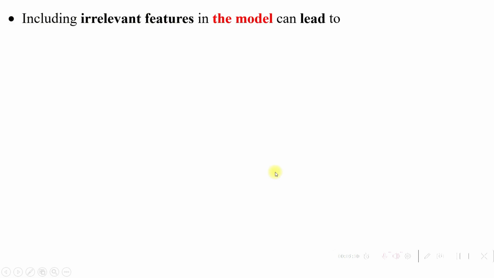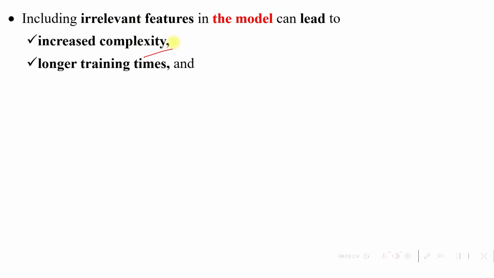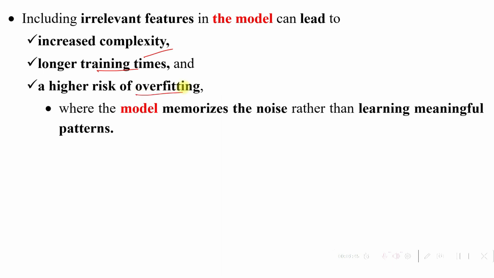Irrelevant features in the model can lead to increased complexity of the model, longer training times, and a high risk of overfitting, where the model memorizes the noise rather than learning the meaningful patterns. That is a major drawback due to irrelevant features in the dataset.